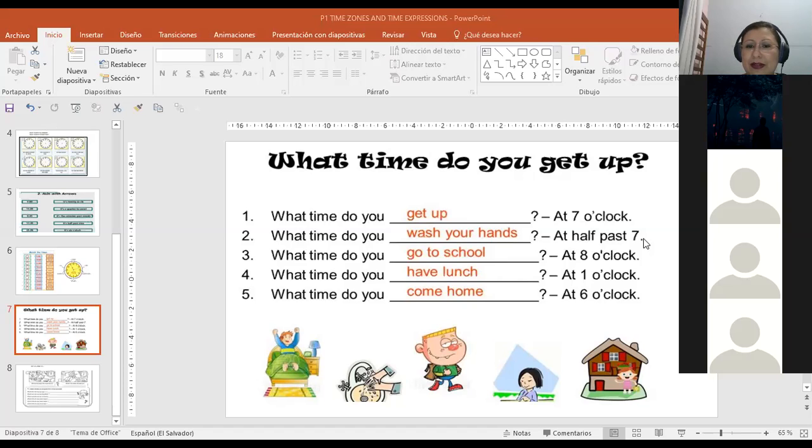What time do you go to work? Workplace. Ajá, esta se entiende work, pero si lo quiere hacer completo, workplace. Okay. Work es trabajo y workplace, lugar de trabajo. At 7:30. Okay. Do you have more questions? ¿Más preguntas? ¿O hasta ahí?